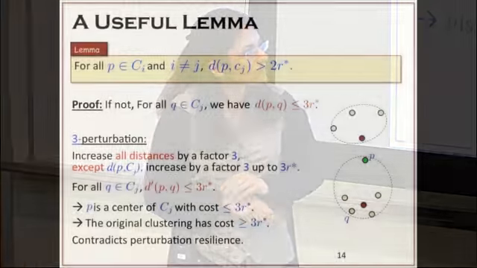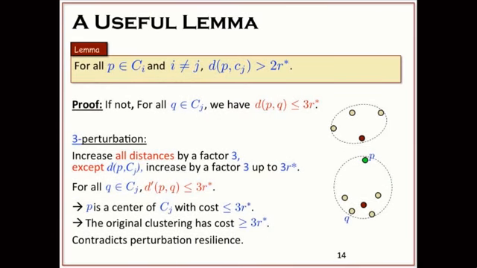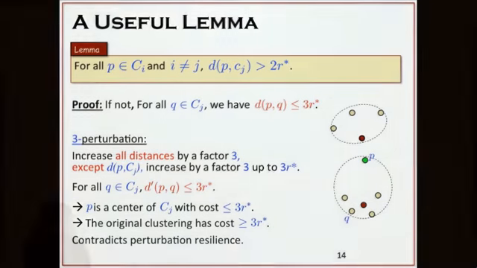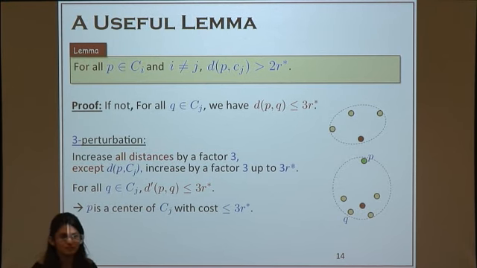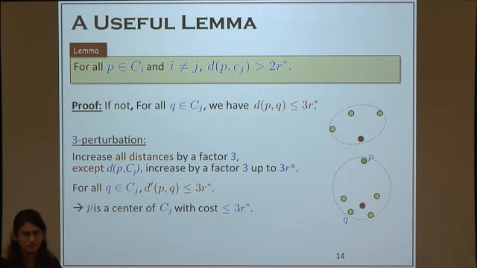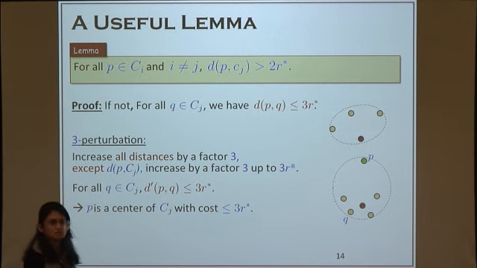So if I were to cluster this way, the cost of this clustering would be 3r star. And the cost of this clustering is no more than r star. So this is a 3r star approximation in that sense. It's not really approximation, but the cost of this clustering is 3r star in the new distance.